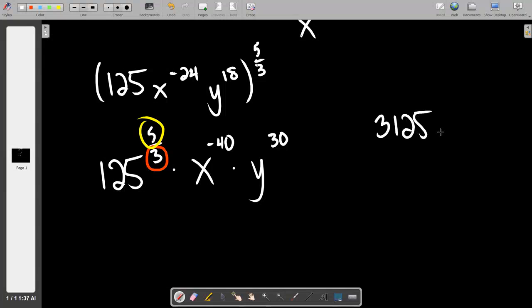y is on top, of course, because its exponent's positive. Who else is on top? And then x goes over. Good.